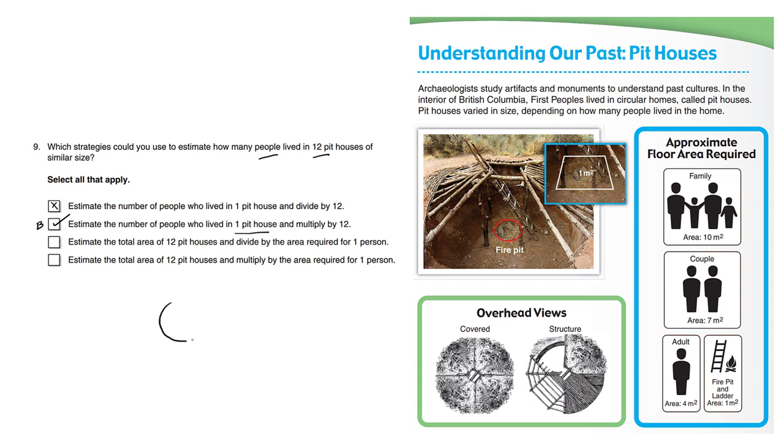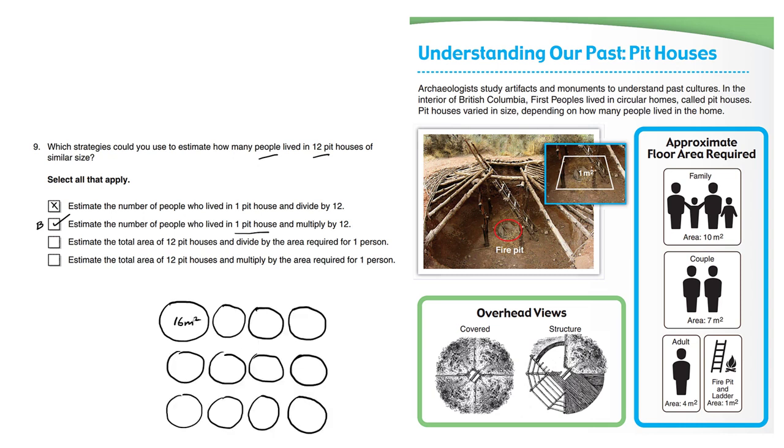Suppose we have one pit house. And we'll just say, for example, that it has an area of 16 meters squared. So now I drew 12 pit houses. We have 1, 2, 3, 4 times 1, 2, 3. 4 times 3 is 12 homes. So it has a total of 12 times 16 meters squared, which is 192 meters squared in total.